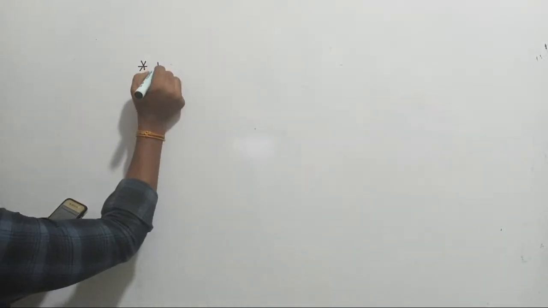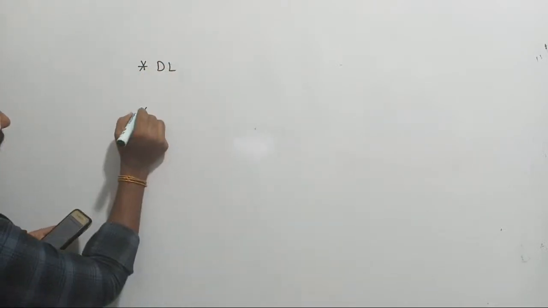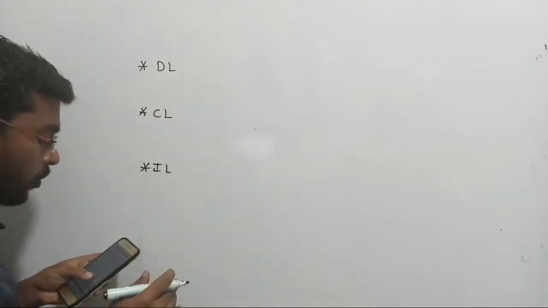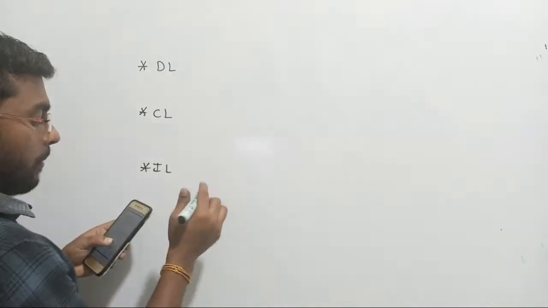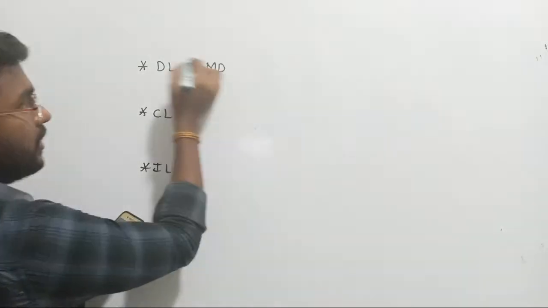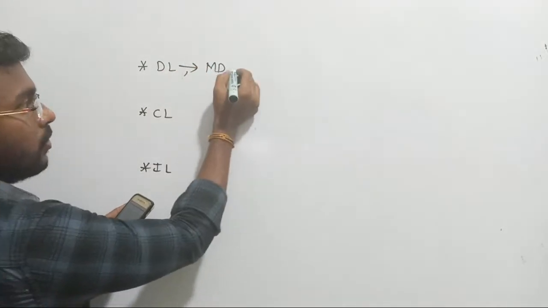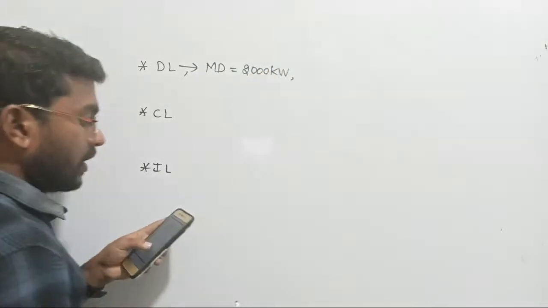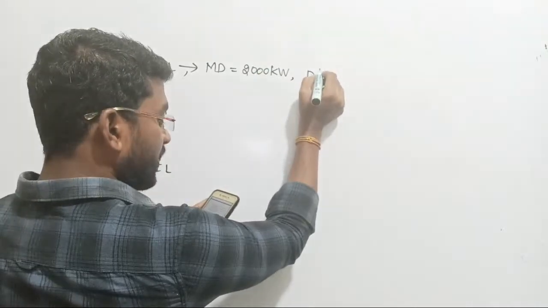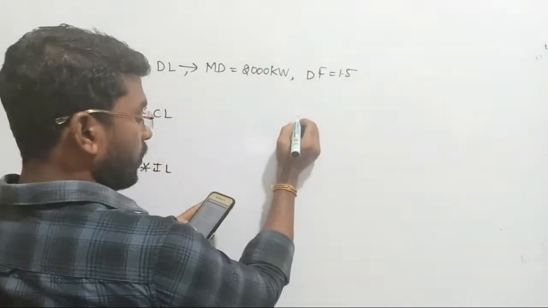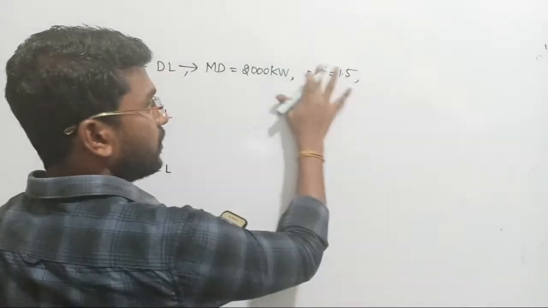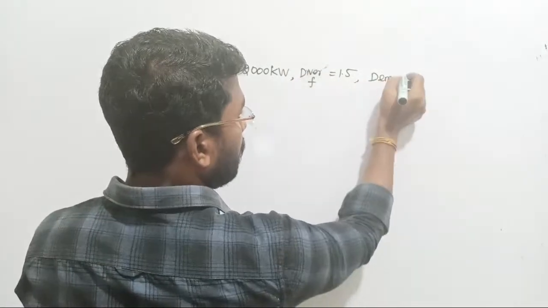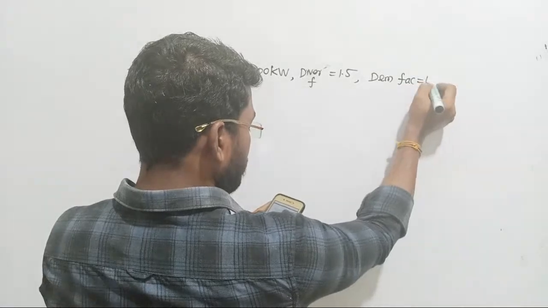The first type of load is called domestic load. The second type of load is commercial load. The third type is industrial load. They are given like this. Now the maximum demand of the domestic load is 2000 kilowatt, I think, right? The diversity factor of this is 1.5, whereas the demand factor, guys, I said already, please write down fully, is given as 0.7.